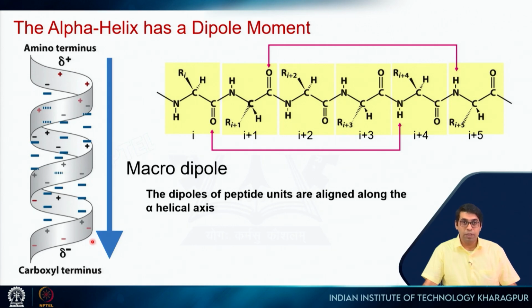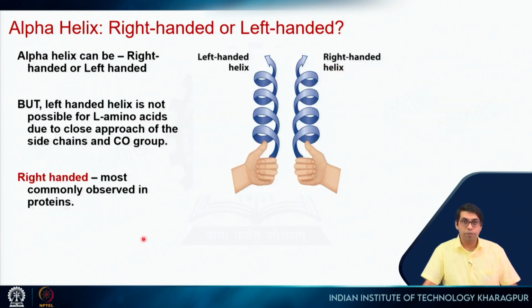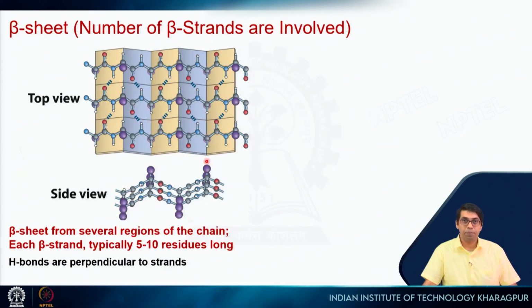So the helices will have this macro dipole, and these become important not only in protein folding but also in the interaction of these proteins with other molecules. And we will see examples of this in the coming lectures. So most helices are right-handed, but they can also be left-handed, and these two occupy two different regions in the Ramachandran plot. The other one is the beta strand.